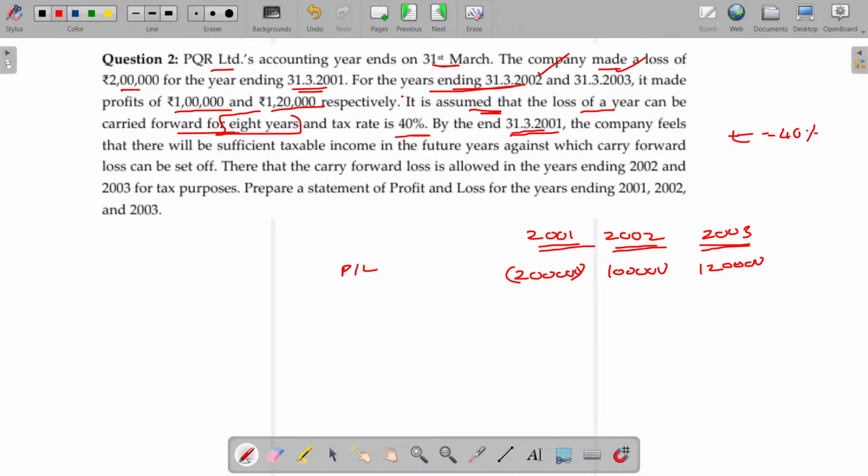By the end of 31st March 2001, the company feels that there will be sufficient taxable income in future years against which the carry forward loss can be set off. So the carry forward loss is allowed in the years ending 2002 and 2003 for tax purposes. Carry forward loss can be adjusted in the later period. Is that okay? Now, what about tax expenses?